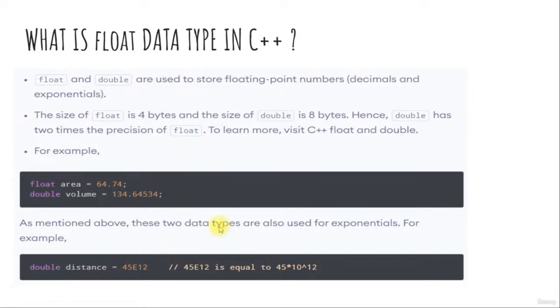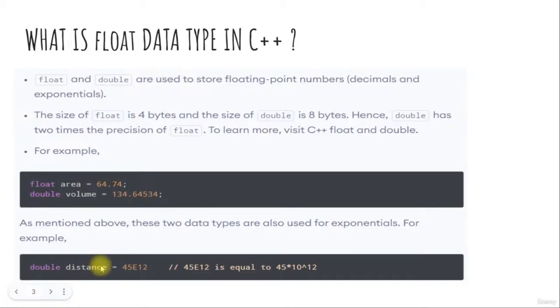We can also use these two data types for exponentials. I'll show you one more example of how to use them for exponentials. So here, as you can see, double distance = 45e12. Now let me explain this line of code. Here we are having a variable called distance. The name of the variable is distance.